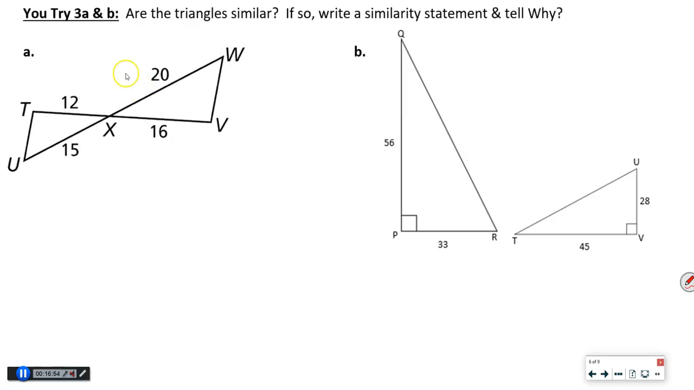All right, the Try Its, they're asking us if these are similar. If so, write a similarity statement and tell why. So go ahead and do these and come back to me when you're done.